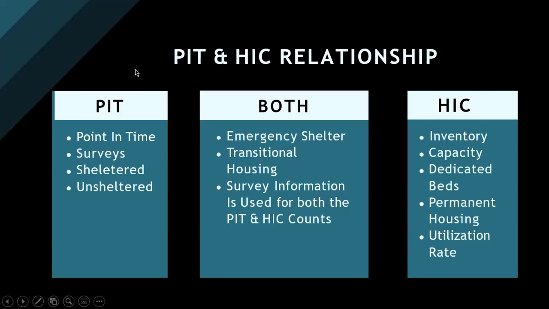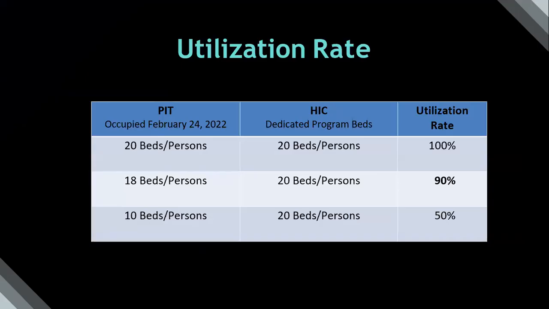And when we look at the HIC count, you'll see a thing called utilization rate. What HUD does is they take that inventory of how many dedicated beds, or what our capacity is, listed on the HIC count, and compare it to how many people we actually had in those beds on the day of the PIC count. And that is equal to our utilization rate. So I have an example here.